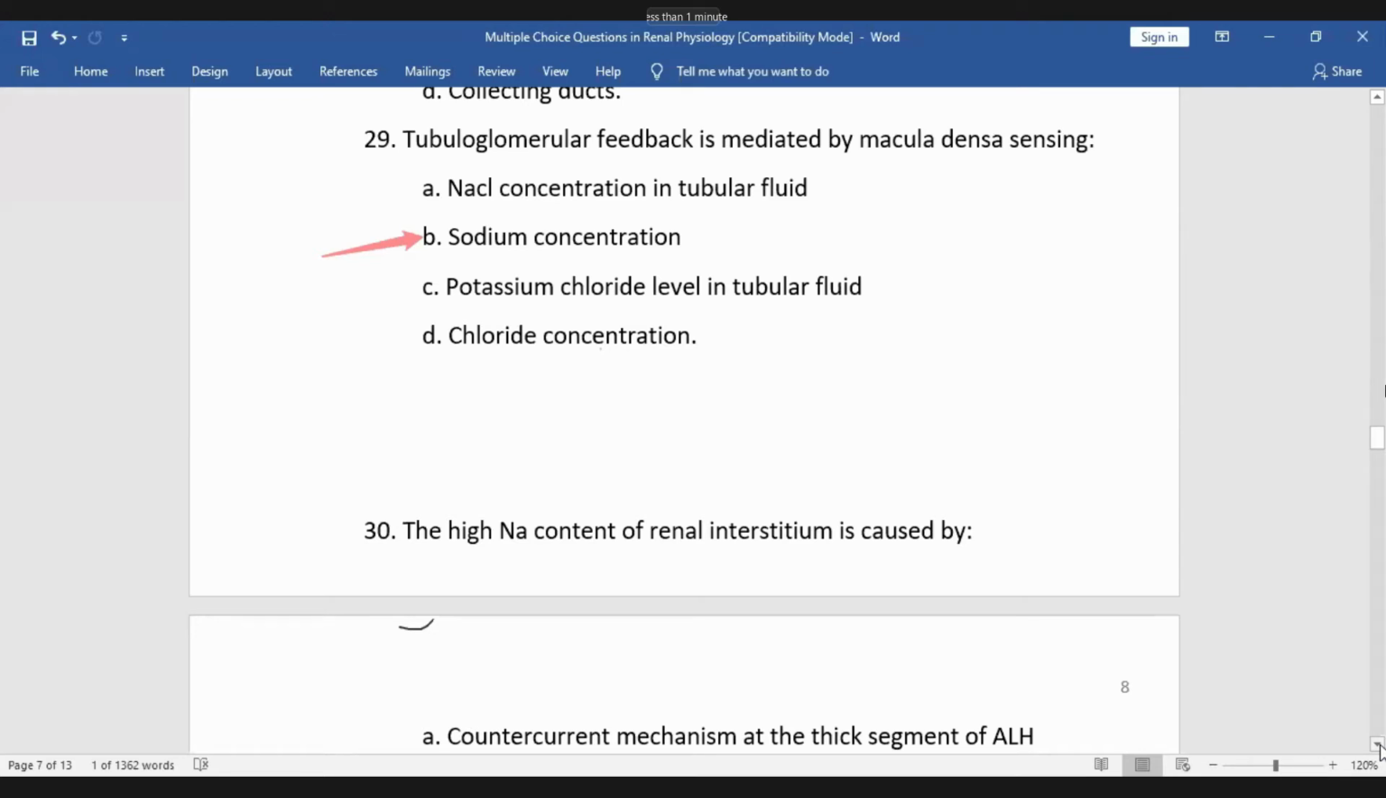Ladies and gentlemen, who is giving the answer B? The answer is not wrong, but I would say it is not really correct. Sodium chloride concentration in the tubular fluid is detected by these cells. So they are chemoreceptors. Sodium chloride is detected by these cells and they mediate the tubular feedback so that the glomerular filtration rate can be changed, right? So sodium concentration, I don't say that it is a wrong one. It is partly correct, but the real correct answer is sodium chloride.